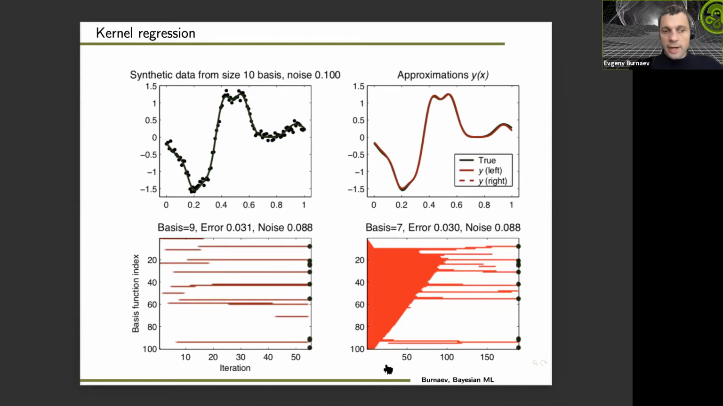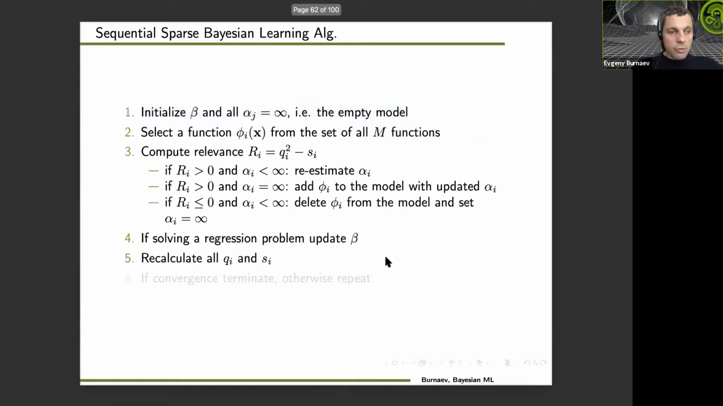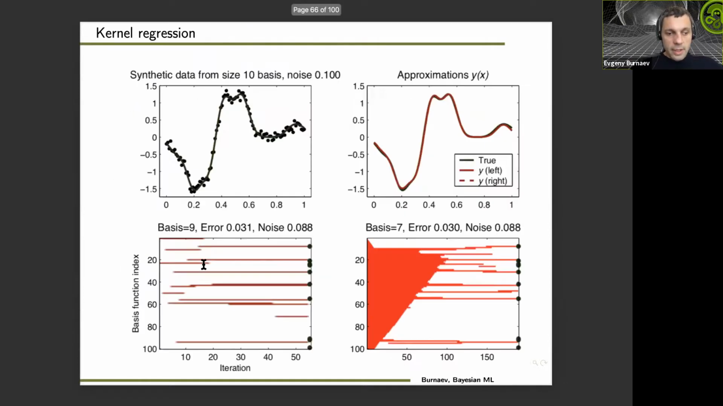And here I start from the full model, so all basis functions are inside. And I start to increase sparseness by deleting some of the basis functions according to this algorithm. And so you see that at some point I converge to almost the same error, but some basis functions are different and their number is even lower.